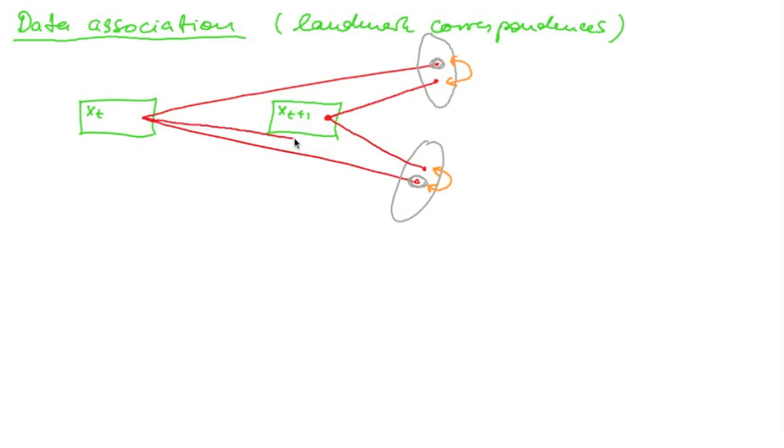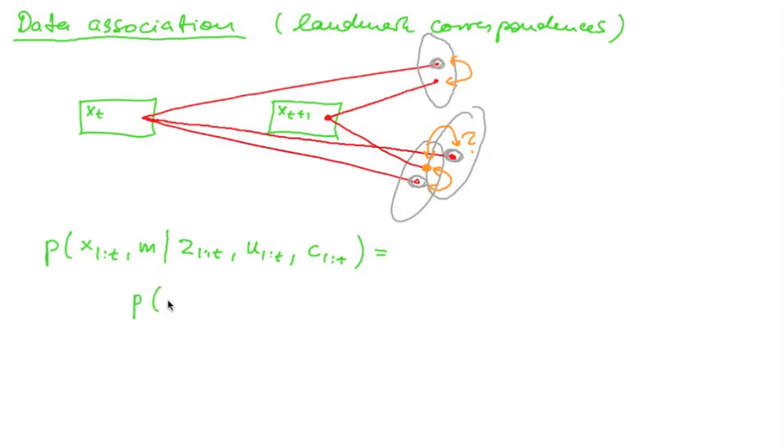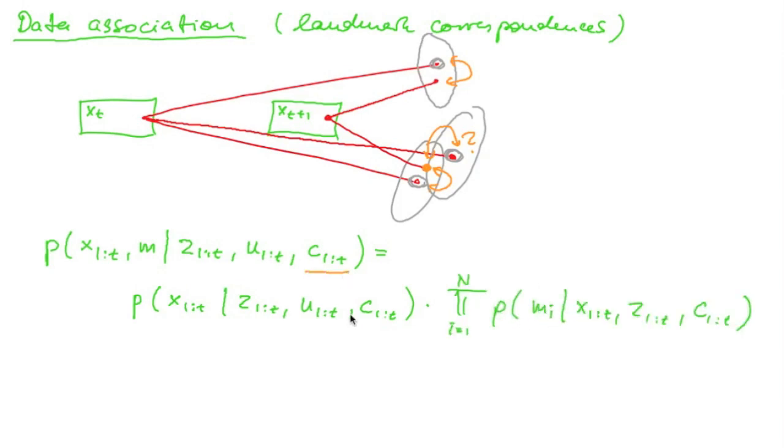So for example, if there was a second landmark here, it would not be so clear if this measurement belongs to this landmark or if it belongs to that landmark. And all those discrete decisions are actually also part of our posterior, so we'll have to write the probability for our states and the map, given all the measurements and all the controls and all the correspondences, is equal to the probability of the state given all that, times the product of the probabilities for all the map features. And so you see here is the correspondence variable, and here it is as well.